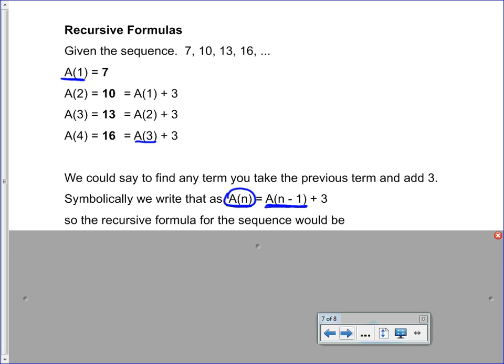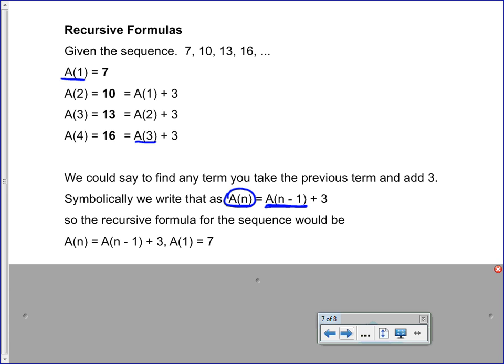So the recursive formula for the sequence would be as follows. We would say to find any term of the sequence, you take the previous term plus 3, and you have to give that the first term is 7.